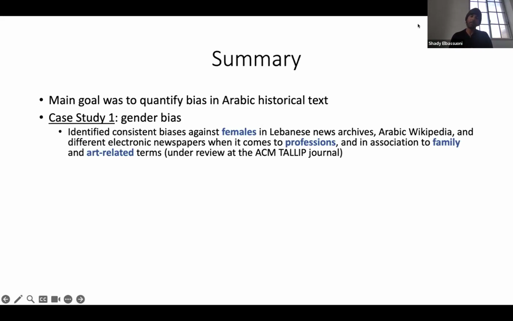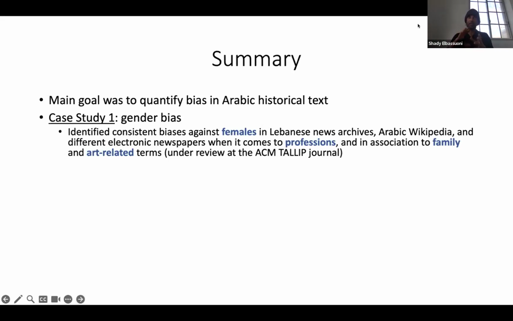And what we did find is consistent biases against females, particularly when it comes to various professions, such as associating women strongly with professions like nurses, secretary, dancers, so low-level jobs, if you wish, compared to males who were associated with high-level professions such as managers, CEOs, doctors, ambassadors, engineers, and so on.